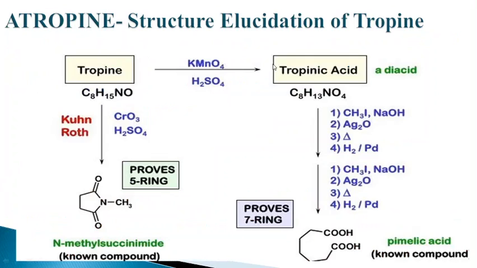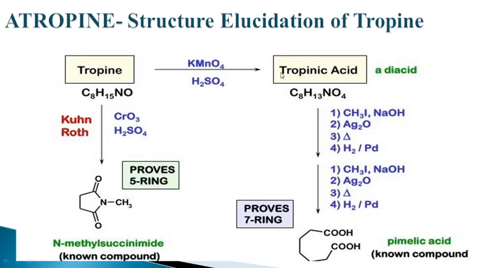Again, you can see a flow chart of this. Tropine, Kuhn-Roth oxidation, chromic acid and sulfuric acid. The final product is a known compound, N-methylsuccinimide, which proves that a 5-membered ring is present here with nitrogen, and a methyl group is present on nitrogen, and this 5-membered ring is the reduced ring, meaning a saturated ring, the pyrrolidine ring.